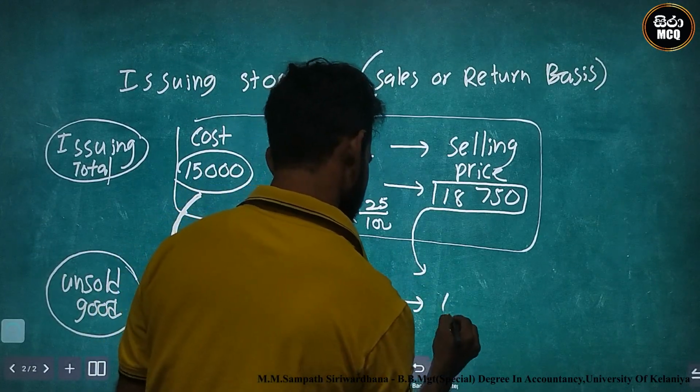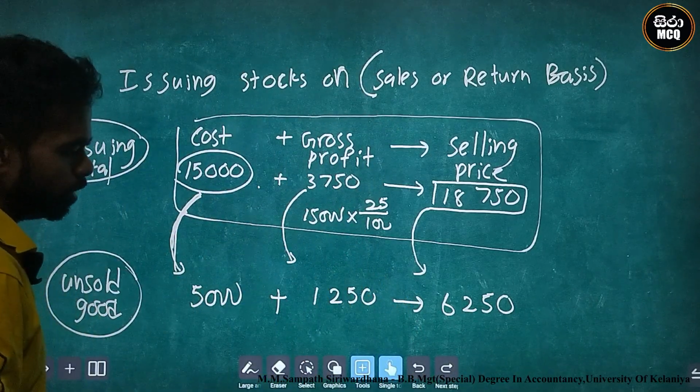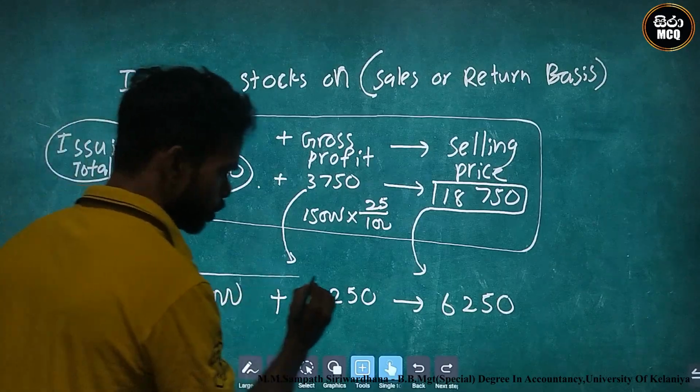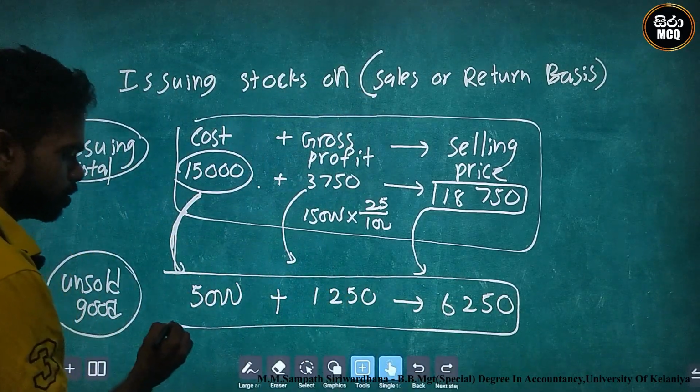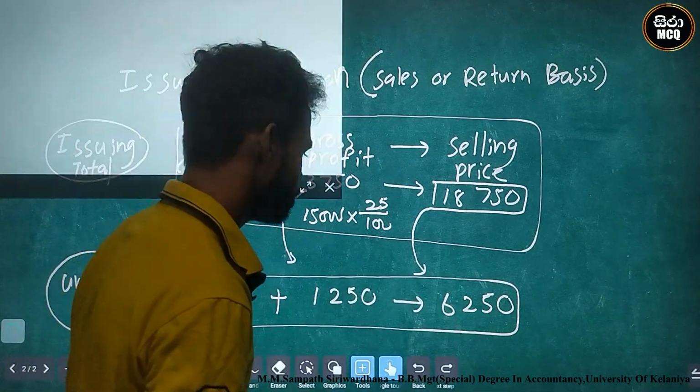6,250. This is the unsold goods. Okay. Let's see.